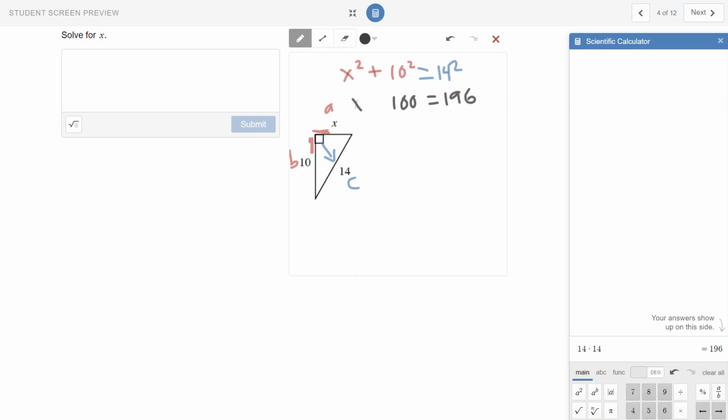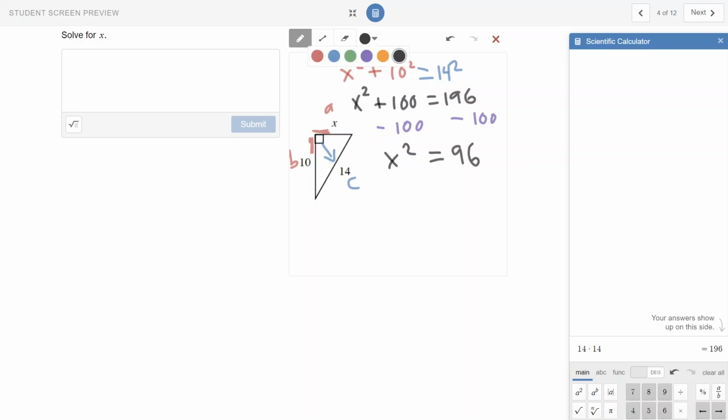Okay, so we've got x squared plus 100 is equal to 196. We're solving an equation. We want to get x squared by itself, so let's use subtraction. Let's subtract the 100 away from the x squared, and to keep things equal, we're going to have to do that to both sides of the equation. What are we left with? X squared plus 100 minus 100 is just x squared. 196 minus 100 is just 96. Right, we're left with x squared is equal to 96.